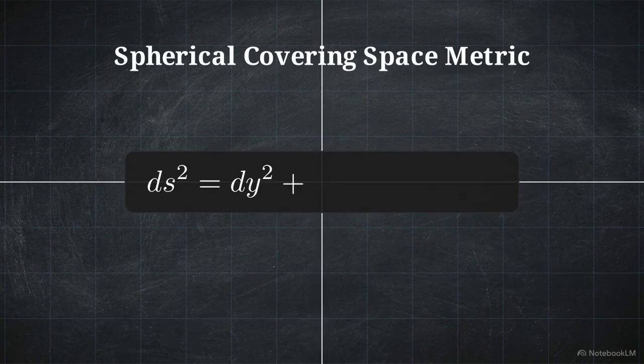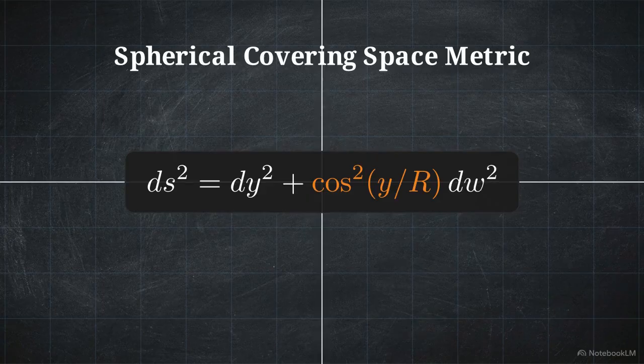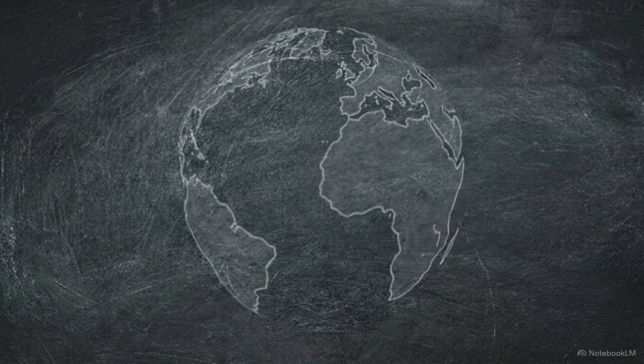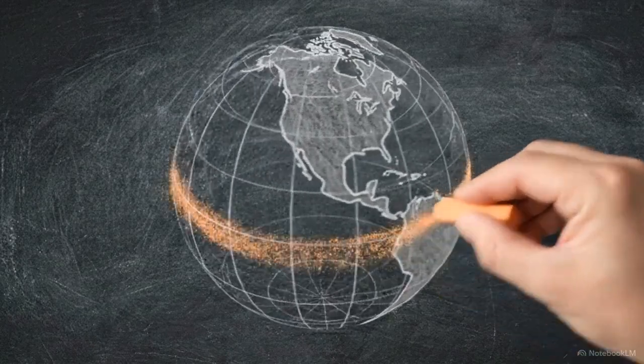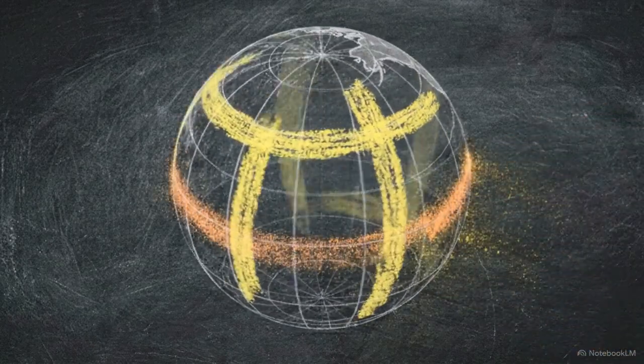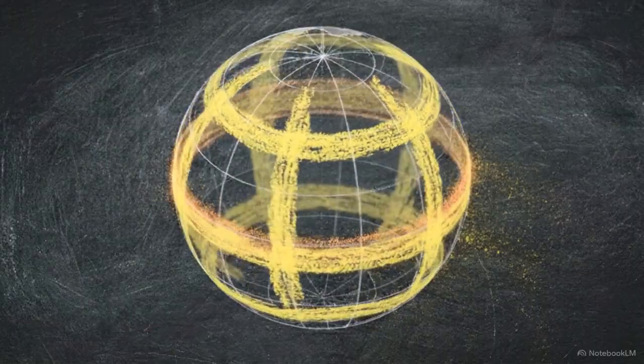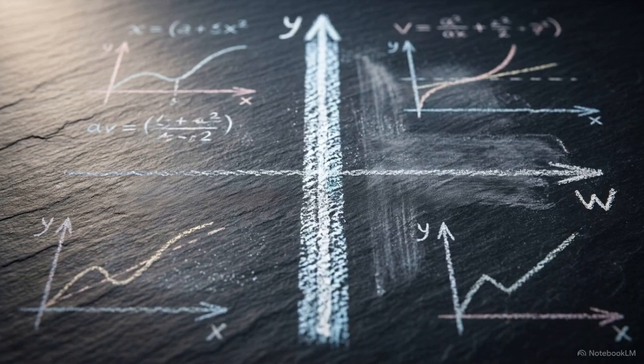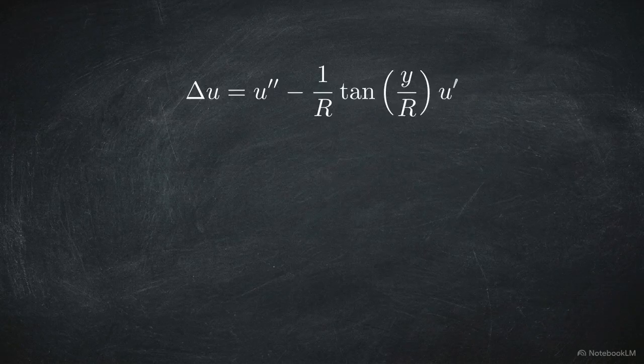ds² equals dy² plus cosine² of y over r times dw². The w parameter measures the arc length along the reference great circle, while y tracks the position along each orthogonal meridional geodesic. We constrain our analysis to functions that depend only on y. This creates sector A, the reduced w-constant admissible regular branch anti-periodic sector. Within sector A, the Laplace-Beltrami operator takes a one-dimensional form. We calculate the second derivative with respect to y, minus a first derivative term scaled by 1 over r times the tangent of y over r.